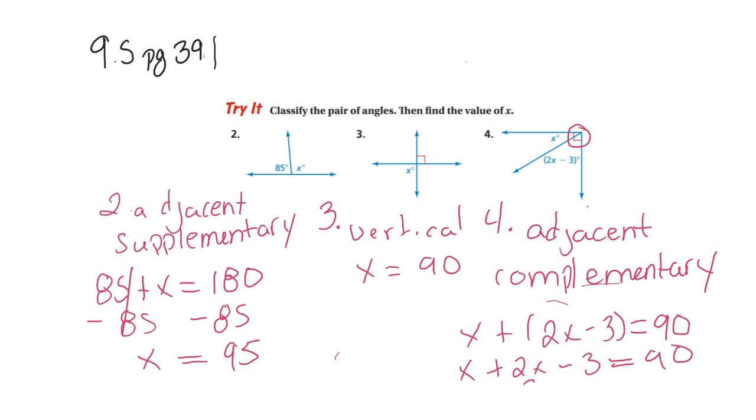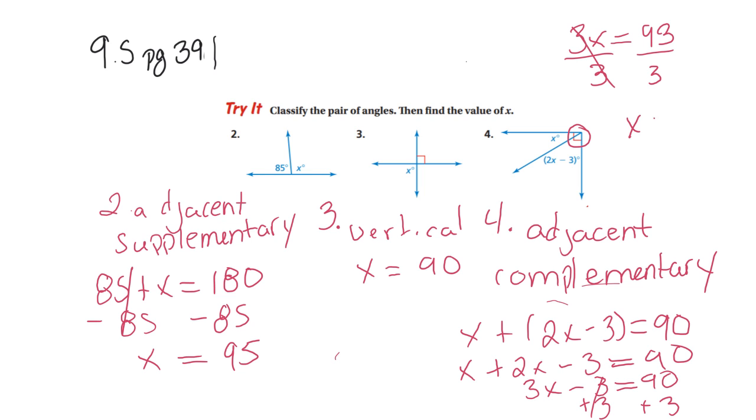Combine our terms, so that's 3x minus 3 equals 90. Add the 3 to both sides. I'm going to continue out the top because I'm running out of space. That cancels out, so we end up with, I'm going to write at the top, 3x equals 93. Get rid of that 3. Our answer is x equals 31. There you go. So that is lesson 9.5.